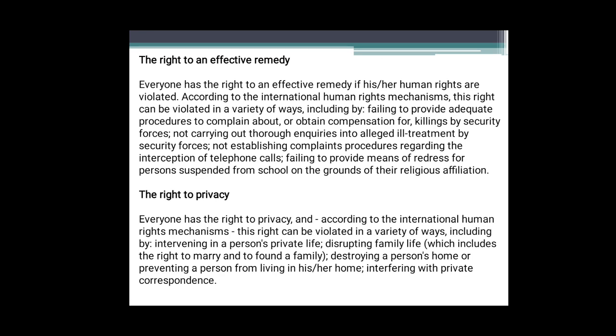Next one, the right to privacy. So according to international human rights, this right is violated by intervening in a person's private life, disrupting family life, destroying a person's home or preventing a person from living in his home, interfering with private correspondence.